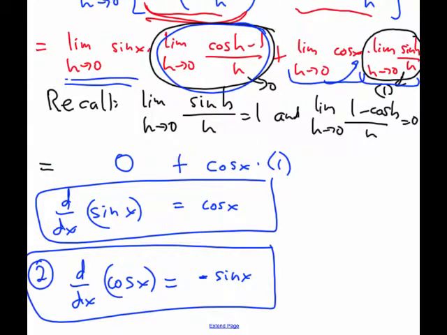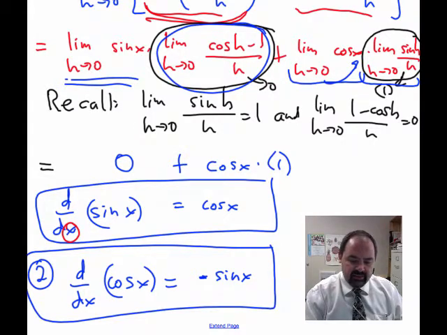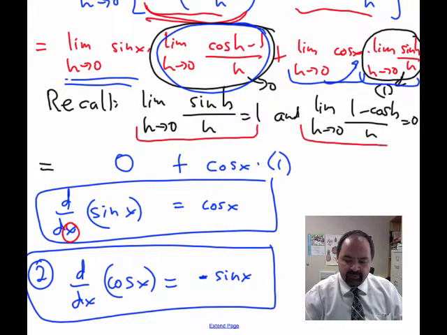By the way, it's important to mention that these results are all with respect to x in radians. And you say, well, why radians versus degrees? Does it really matter? Yes, it does matter, because these fundamental limits that I used up above are both true with h in radians.